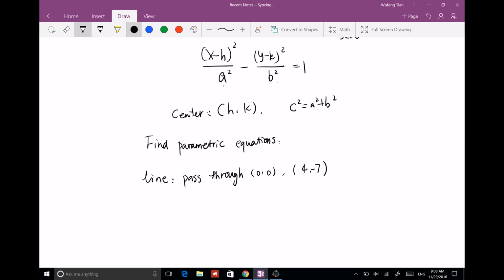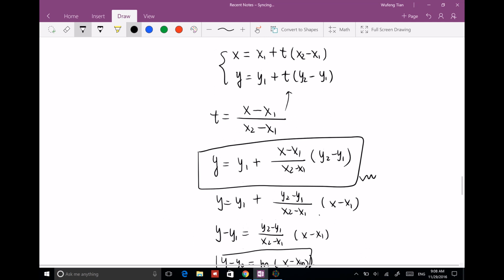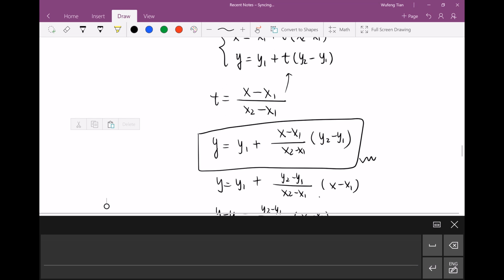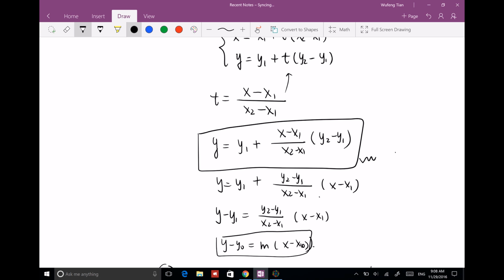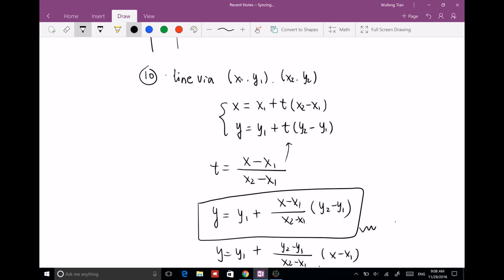Okay, so yesterday we learned that the parametric equation for a line is this one. So x equals x1 plus t times x2 minus x1. y equals y1 plus t times y2 minus y1.